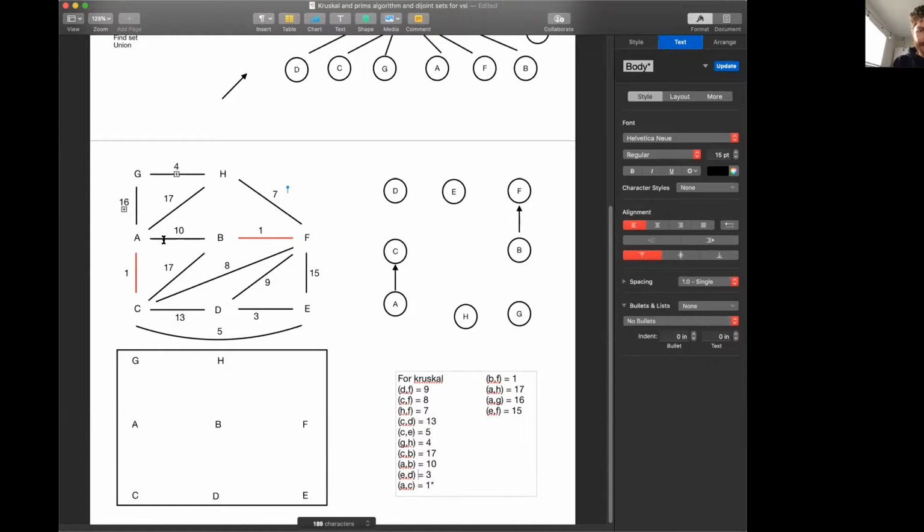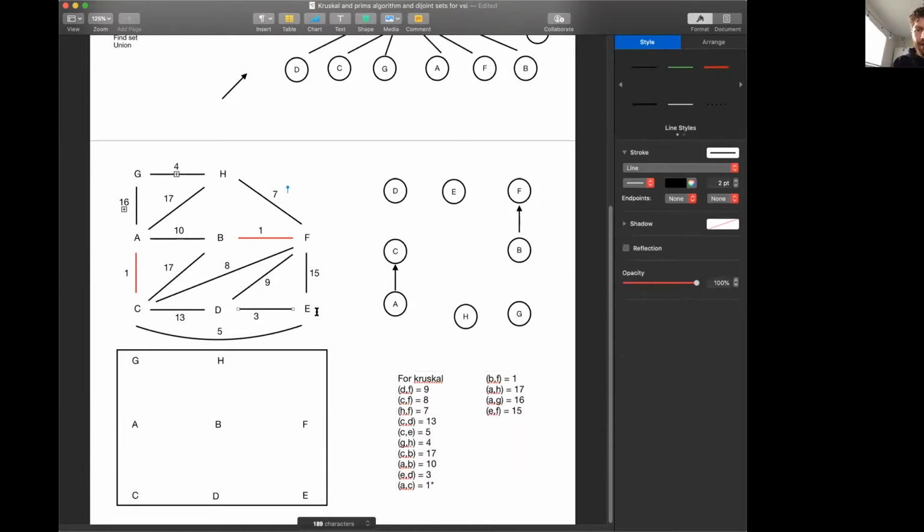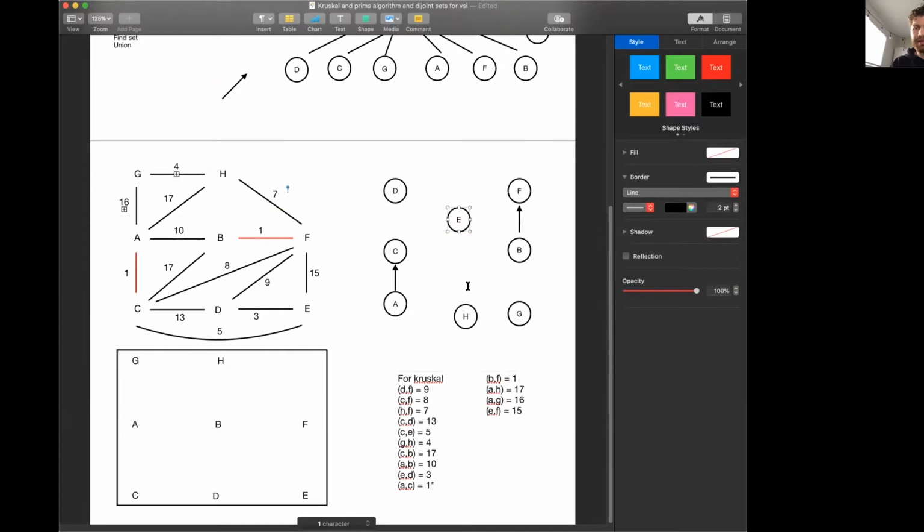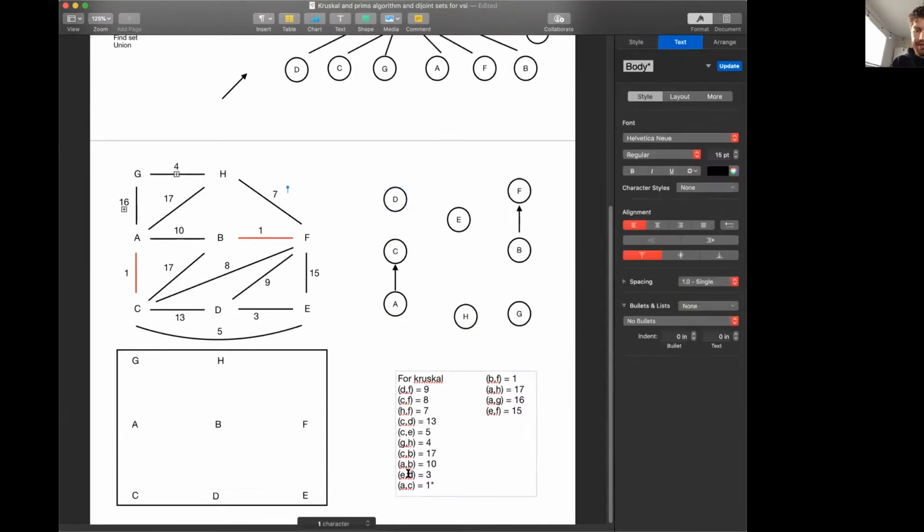ED is right here, and I'm going to call find set on E. E is by itself, so it should give me E. I'm going to call find set on D. D is by itself, so it should give me D. And since they're in different sets, I'm going to make the second vertex the parent. So who becomes the parent then?